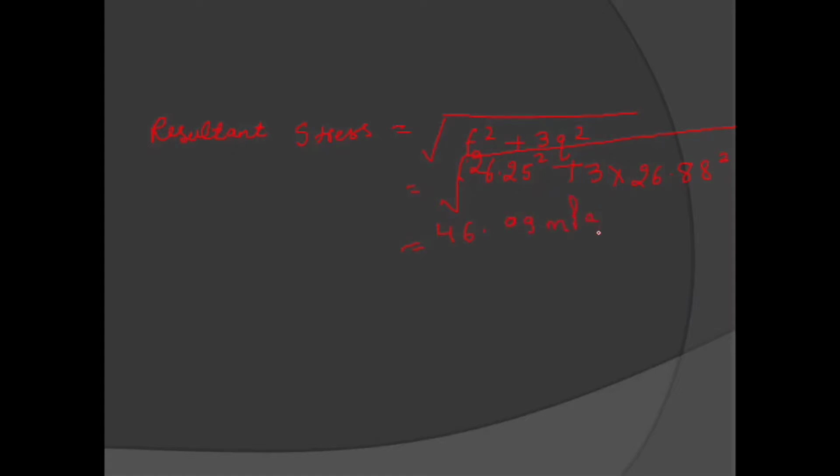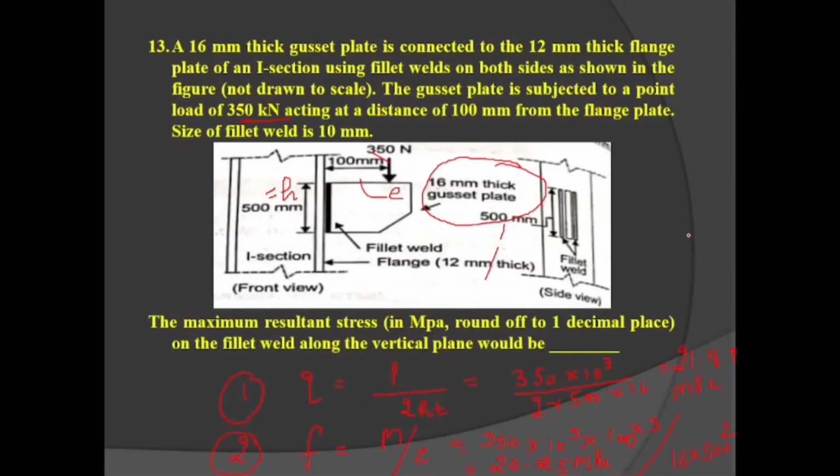megapascal is our answer. So my dear students, in this particular question, basically these are in-plane eccentric welded connections. Here we have calculated the Q value and F value using the given data, and finally our answer is 46.09 megapascal. Okay, so my dear students, let's move towards our question number 14.